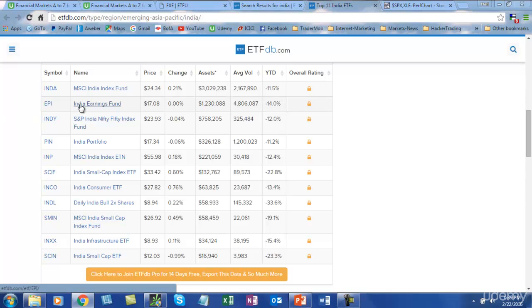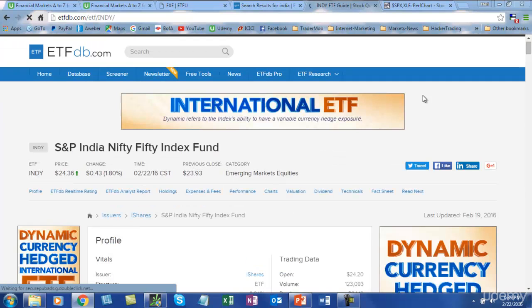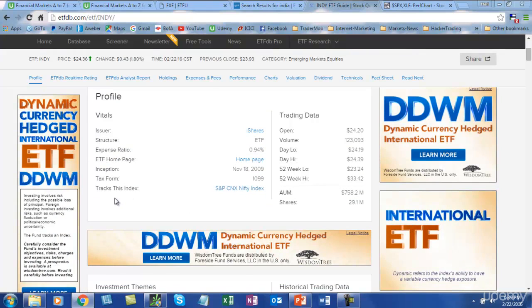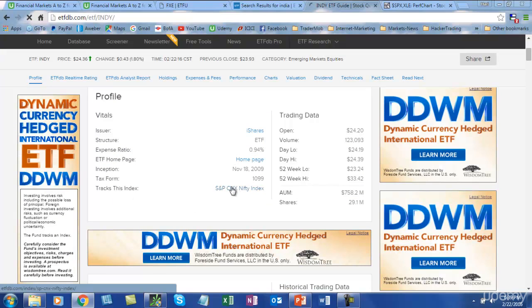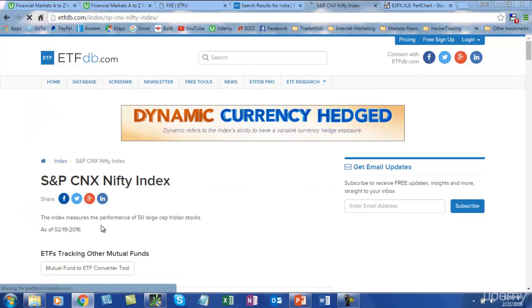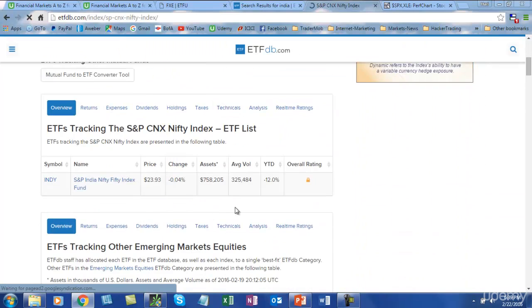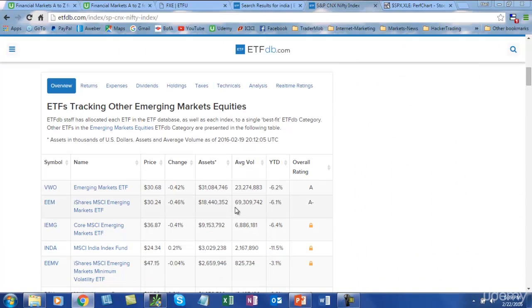EPI, India earnings. So I guess this would target companies that have a lot of earnings. This is the Nifty 50 index. So let's go take a look at this one, INDY. It targets the Nifty 50. So the index that it targets is the S&P CNX Nifty index in India. This index measures the performance of 50 large cap Indian stocks. So it has all the 50 large cap Indian stocks.